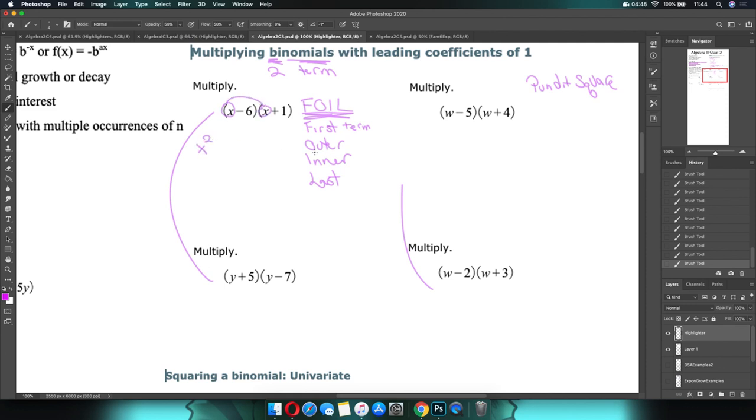X squared. Next is going to be our outer, aka our outside terms. So that's an outside term, and that's an outside term. You can tell because they're on the far end. So what is x times 1? 1x. Inner is your inside terms, right?